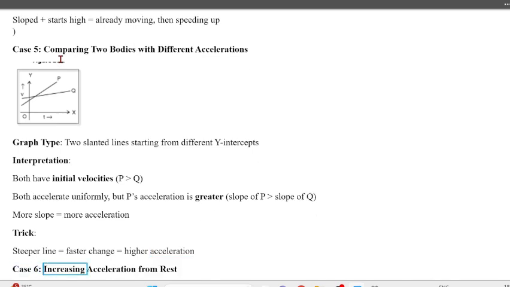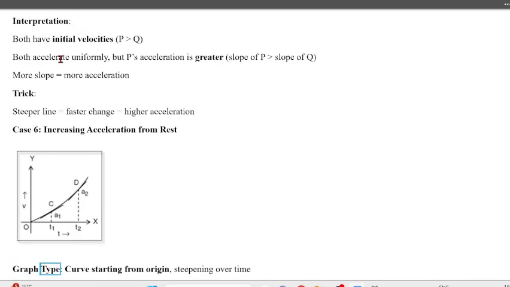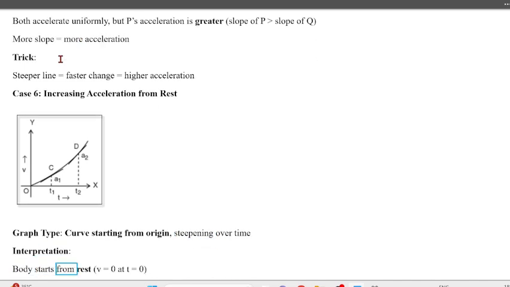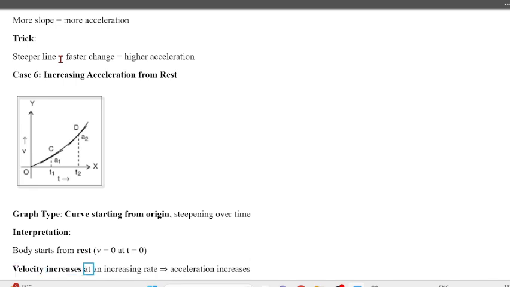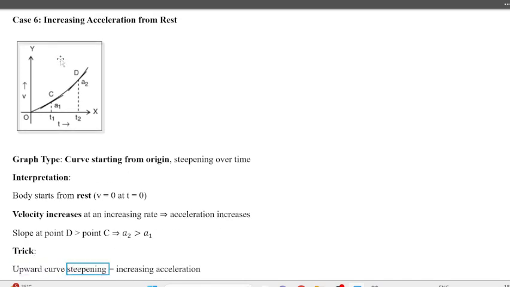Case 6: increasing acceleration from rest. Picture 44, graph type: curve starting from origin steepening over time. Interpretation: body starts from rest, v is equal to 0 at t is equal to 0. Velocity increases at an increasing rate. Acceleration increases. Slope at point D, point C, a2 greater than a1. Trick: upward curve steepening is equal to increasing acceleration.